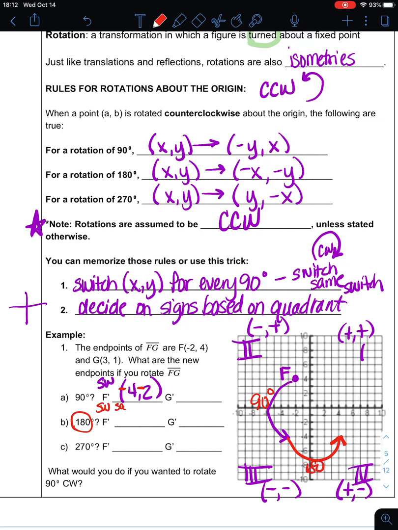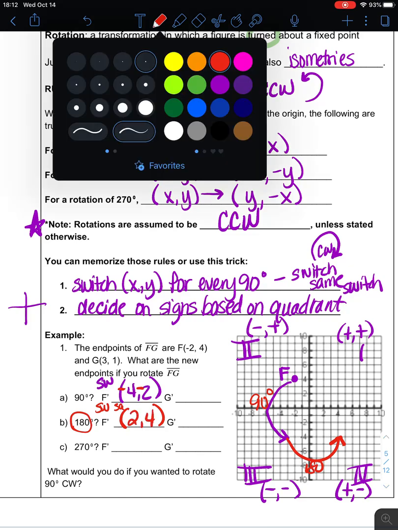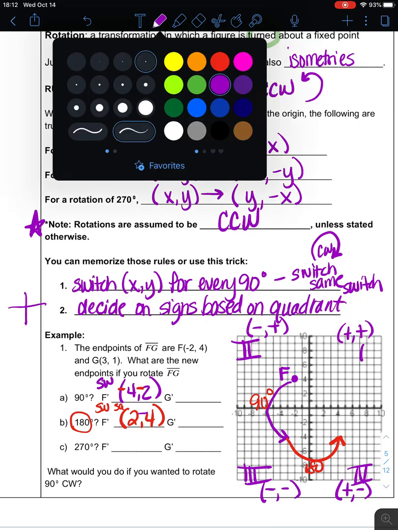So 180 degrees, I go 2 quadrants. Switch, same. We switch and then same every 90 degrees. So I switch same, so I'm going to leave my numbers in the same order that they're in, 2, 4. And now I landed in quadrant 4. Quadrant 4 has signs of positive, negative, so I put my negatives on the ones that are supposed to be on, and then I'm done.